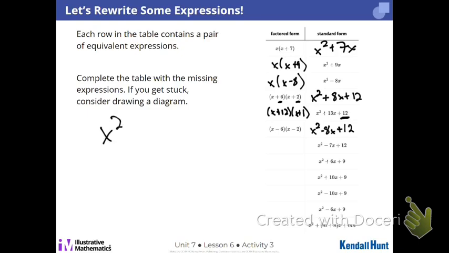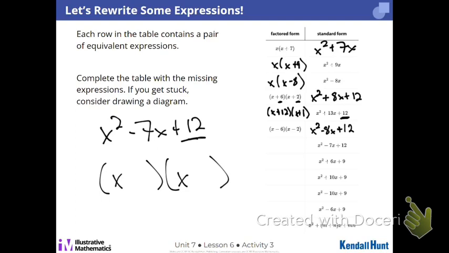X squared minus 7x plus 12. I know that I need an x times x to get my x squared. I know that it needs to multiply to be 12, but add to be negative 7. So here's the next thing I know. How do I multiply to be positive? What are the only two ways? Positive times positive, negative times negative. But if my sum is negative, that means it has to be negative times negative. That's why you always hear it. So what multiplies to be 12, but adds to be negative 7? Kai? Negative 3 and negative 4. So x minus 3, x minus 4 is going to go right there.